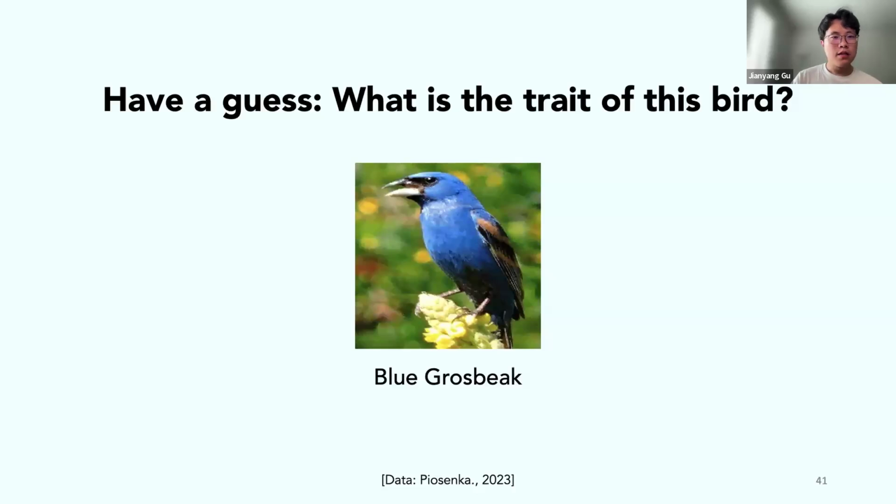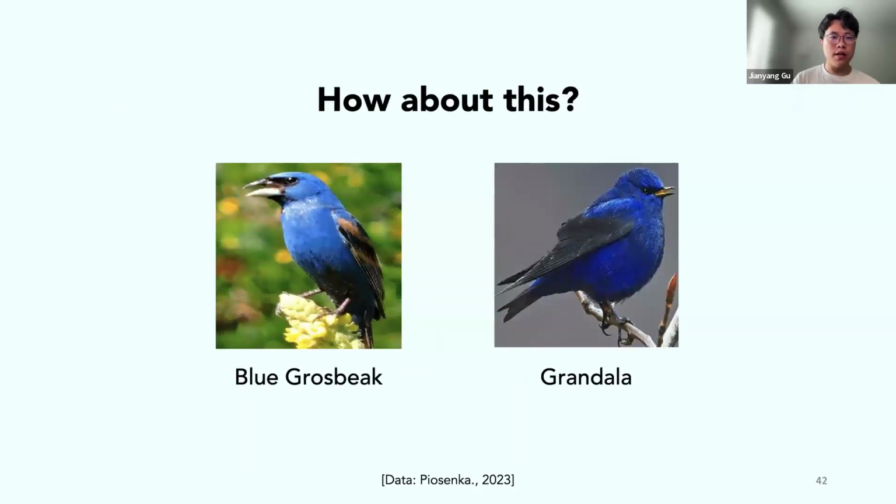And now, how about this? So there is another bird, a grand daughter. In this case, I think we will have a better sense of the trait, like how to discriminate between these two species, right? Because they both have blue feathers, they both have blue plumage. And their main differences are the wing patterns as well as their beak.